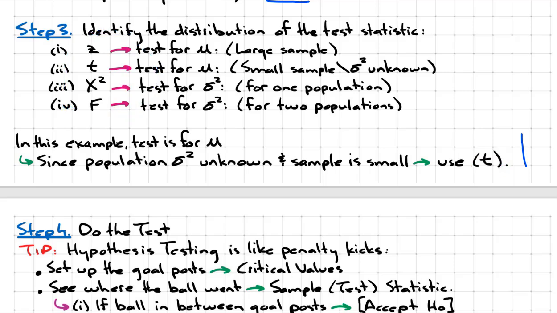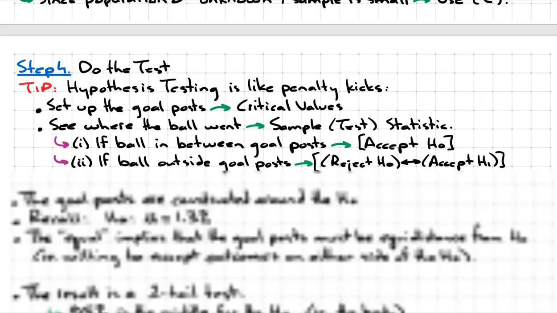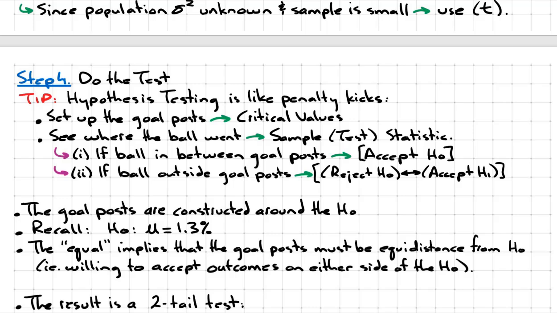Now, in the final step, step 4, we do the test. So, tip: a hypothesis test is a lot like penalty kicks. That's the perfect analogy. So maybe we could stop there and just talk a little bit about how penalty kicks work.